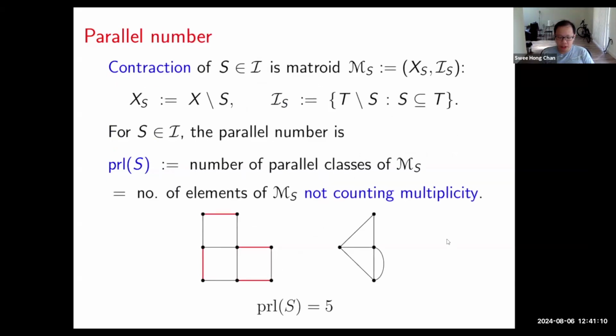Now I want to define a parallel number, which is first, given any independent set S, you apply the contraction to this independent set. Okay, so you get a new matroid MS. The parallel number of S is the number of parallel classes of this matroid. Or intuitively, you can think of it like this. This number is the number of edges or the number of elements of the matroid after you do the contraction and you don't count the multiplicity. So if there are two parallel edges, you count that as one. For example, in this graph, let's say S is these 4 red edges. After the contraction, you get this graph. This graph has 1, 2, 3, 4, 5 edges. Because even though you have 6 edges here, the 2 edges count as one class because they are parallel to each other. Okay.